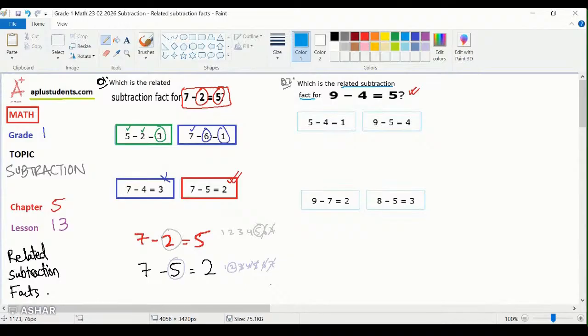So if the question said 9 minus 4 is equals to 5, which one of the options should be the subtraction related? Let's look at the first option. It has a 5, it has a 4, but it does not have a 9. Agreed? Second, it has a 9, but it does not have a 5, it does not have a 4. The answers might be true over here, but what we are trying to find is a subtraction related fact for this given equation. Okay?